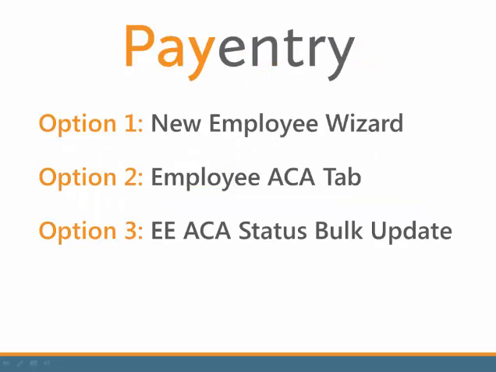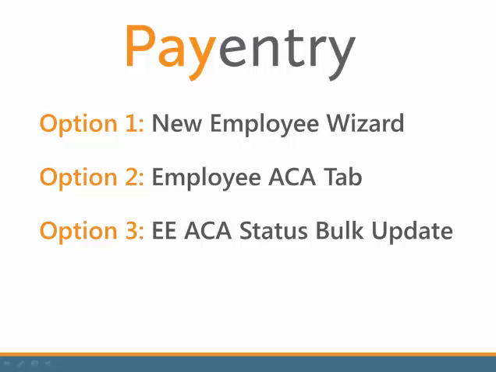And now we will review how you can update your employee status in Pay Entry. There are three different options. The first one is in the New Hire Wizard. The second one is in the Employee ACA tab. And the third one is where you can do mass updates with the Employee ACA Status Bulk Update utility. In this video, we will cover the first two options. In a separate video, we will cover the Bulk Update utility.